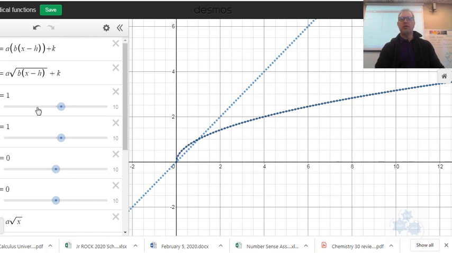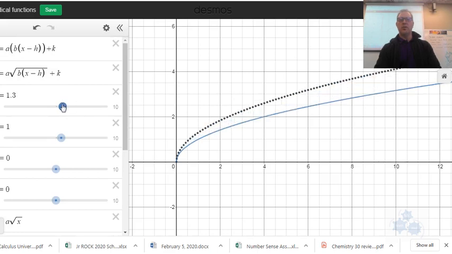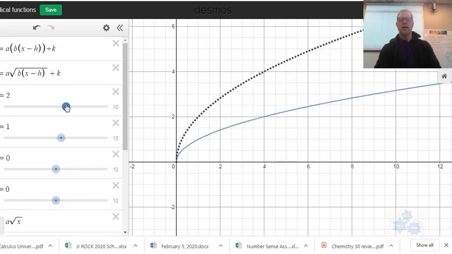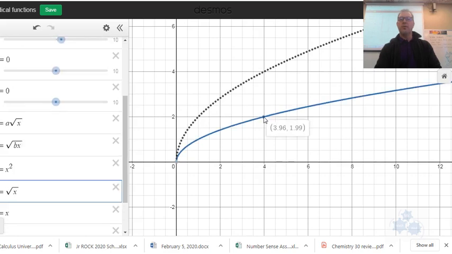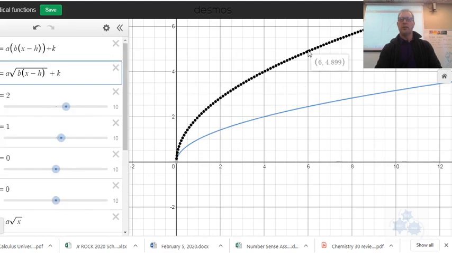So if I change a, what do you think is going to happen to this graph? If I increase the a value, what does a do to a graph? What do you know about that? It's a vertical stretch, right? So the blue line is just y equals square root of x. If I increase a to 2, every y value has been multiplied by 2. You see, it's gone a vertical stretch.